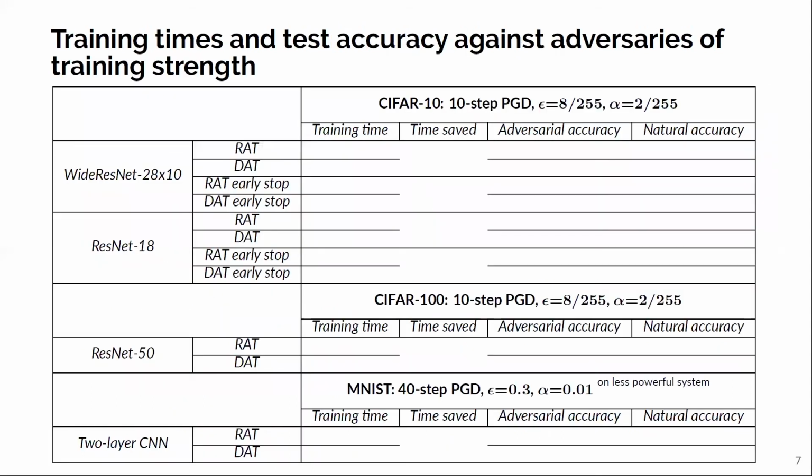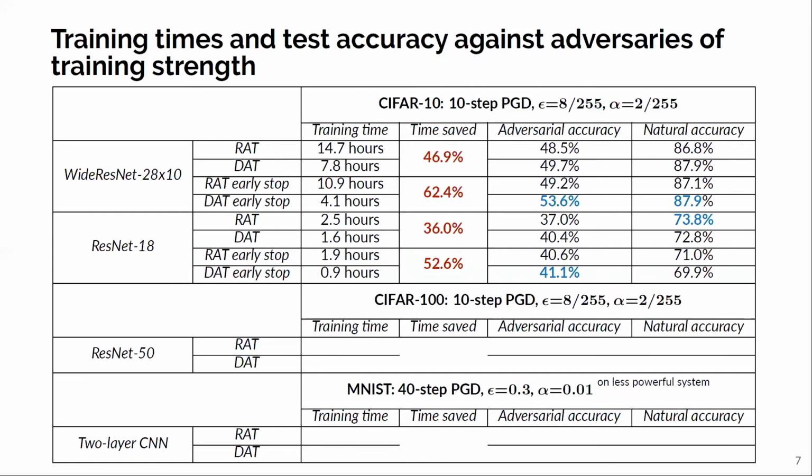So let's see how delayed adversarial training performs against regular adversarial training for a variety of different data sets and model architectures. So with CIFAR10 and the wide ResNet, we're getting over 60% time savings, and delayed adversarial training is giving us the highest accuracy. The adversarial accuracy, by the way, on this slide, the adversaries at test time and training time are of the same strength. And for ResNet 18, we also get a very similar outcome, where we can get over 50% time savings and a higher adversarial test accuracy. For CIFAR 100 and a small two-layer convolutional neural network for MNIST, we see similar performance and significant time savings again.